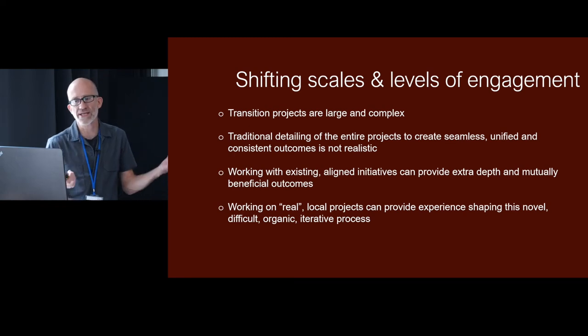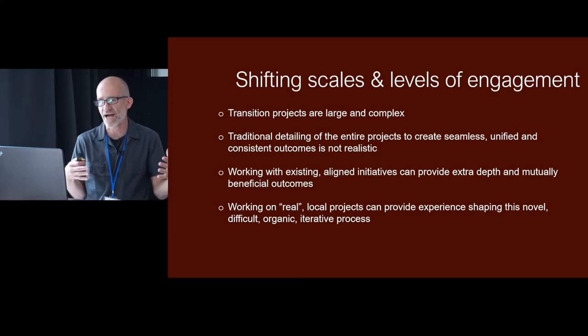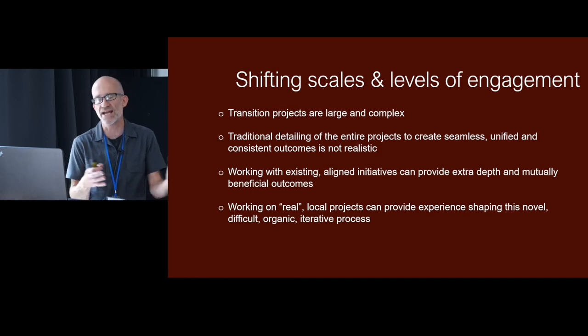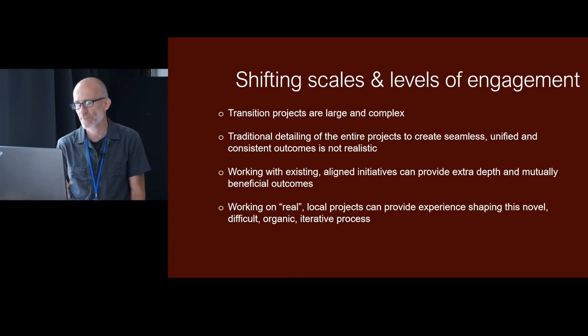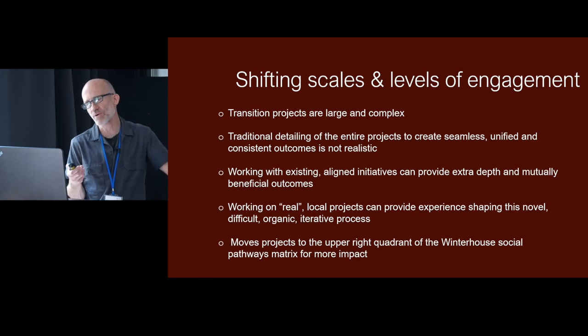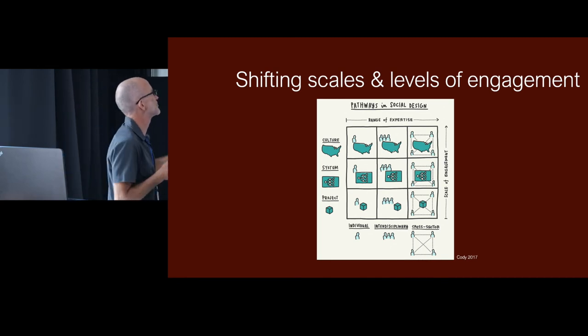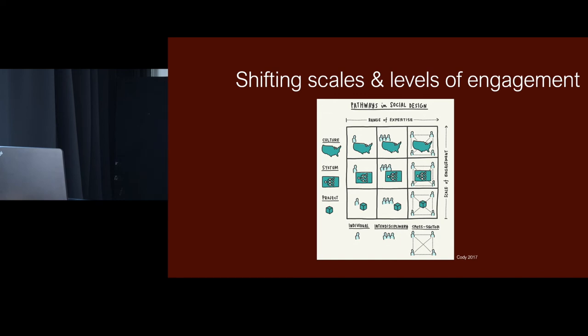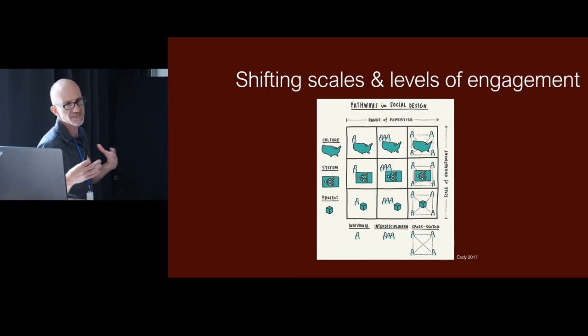And again, working on real local projects provides them an opportunity to work on how they might start to design these more organic processes of working with existing initiatives. And this moves projects into the upper right quadrant of the Winterhouse project matrix of social pathways. The top right quadrant has much more sense of impact, much more sense of engagement, but it also requires much more cross-sector involvement from lots of people, lots of teams.